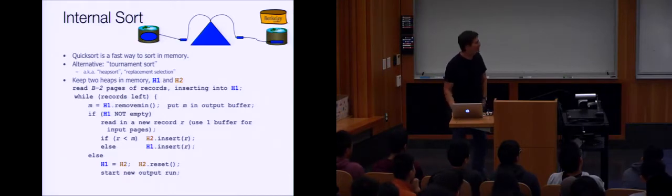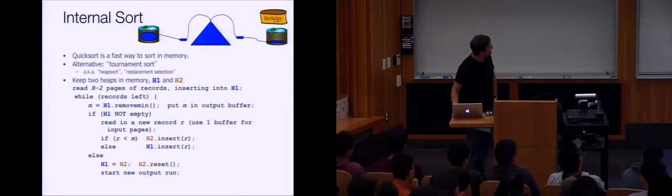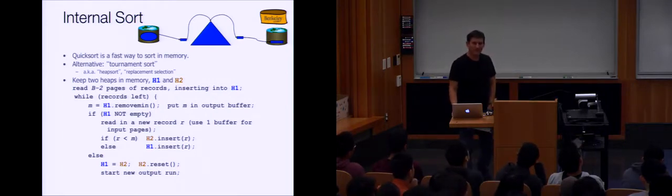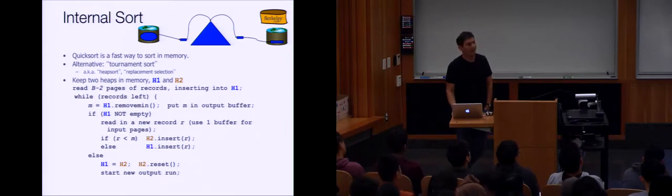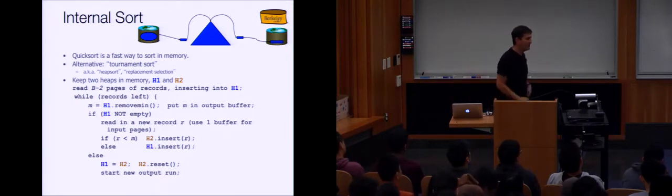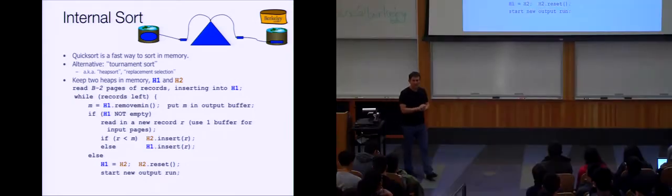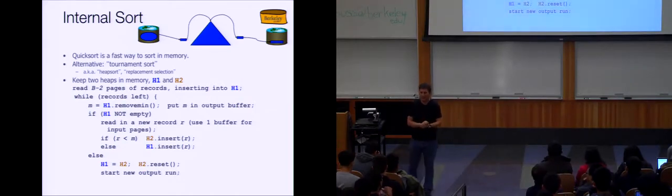Okay? So here's the interesting thing. How long are the runs on expectation? And how long are the runs in the best case? And how long are the runs in the worst case? So let's talk about the best case. What's the best case for this algorithm? How long of a run do you get?